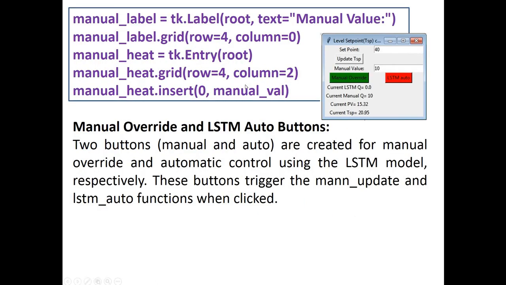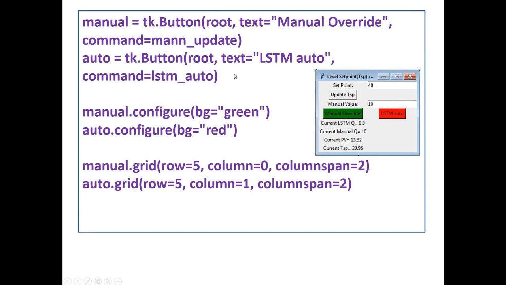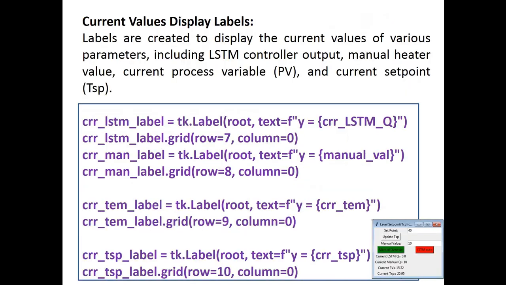So now the manual label can be created. You can see that manual value, this is what is created here, and these are the different outputs. Now you can see that actually the manual override, LSTM auto, etc., can be seen here. How do you create all these labels? They are simple GUI programming.